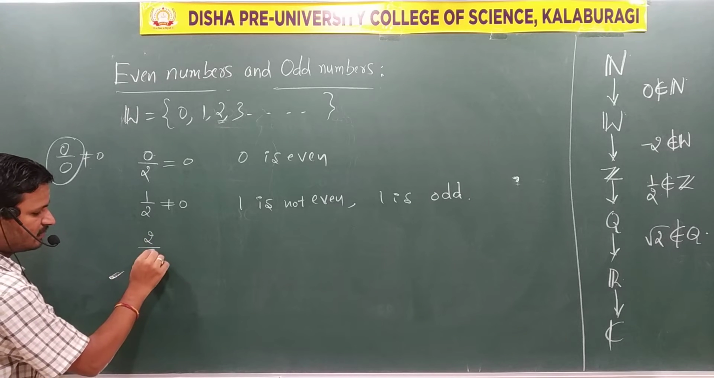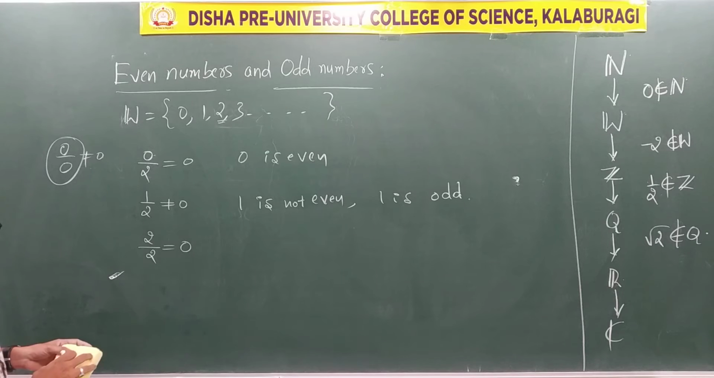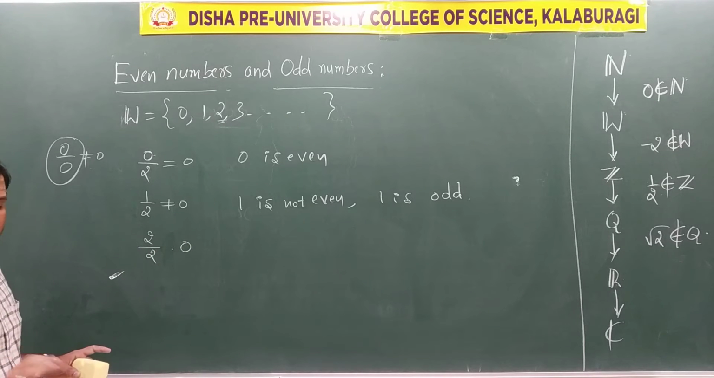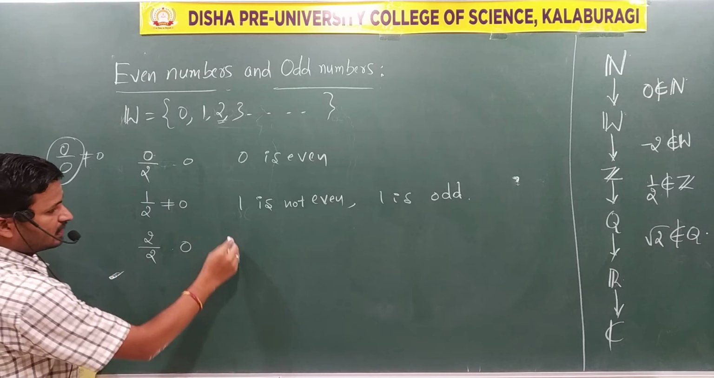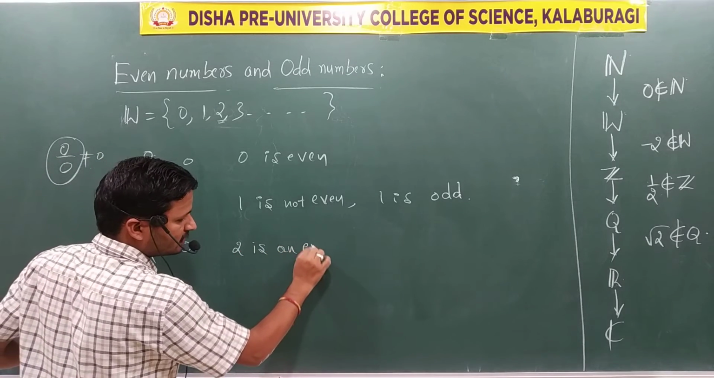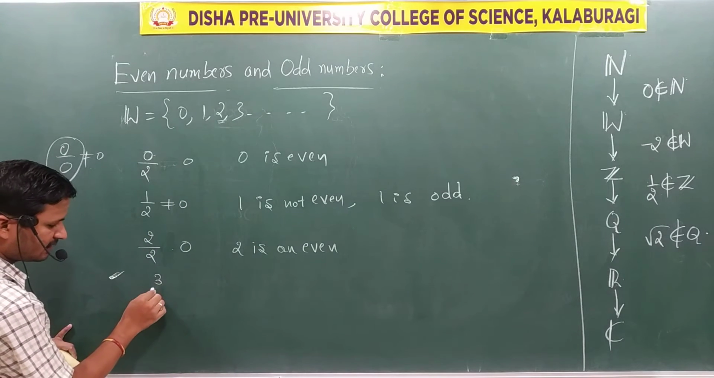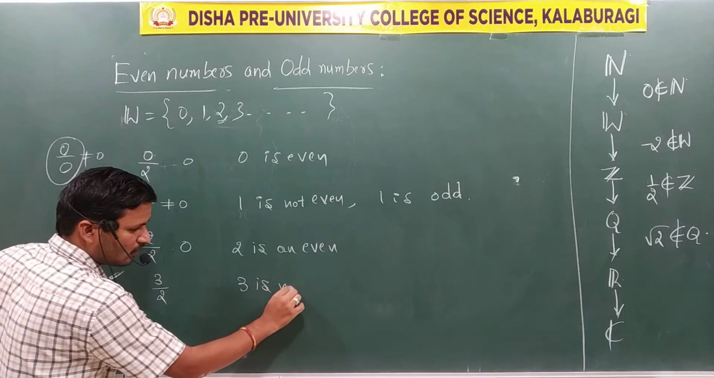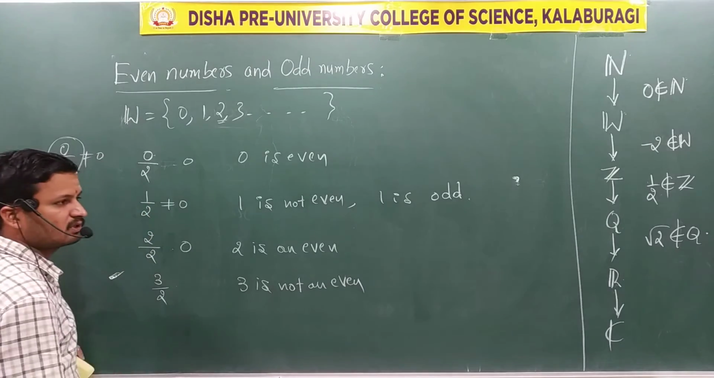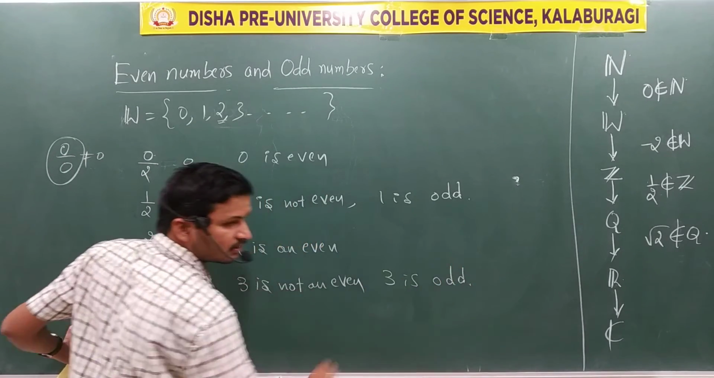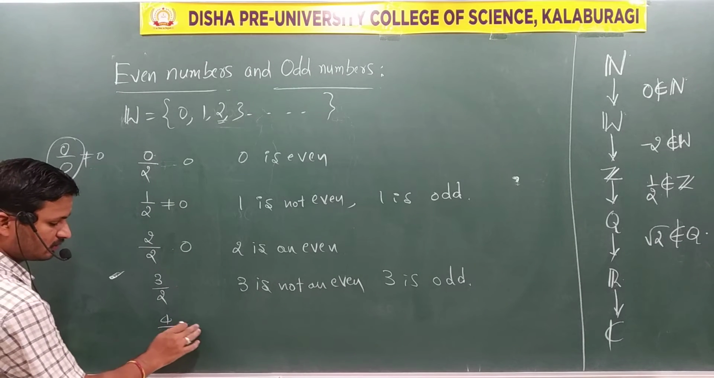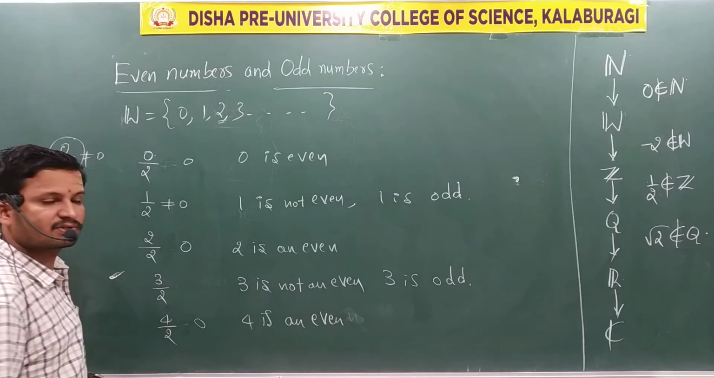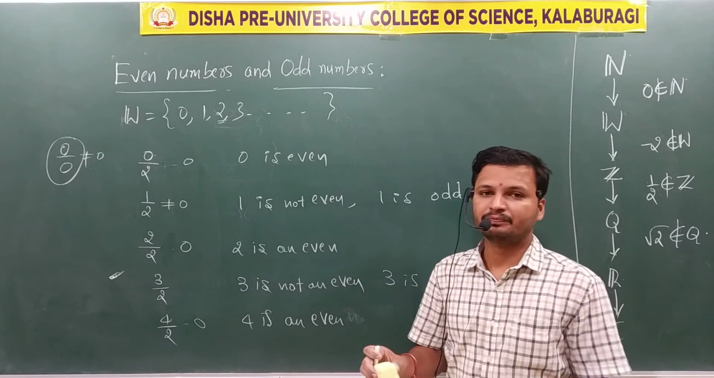Next, 2. Is 2 divisible by 2? Obviously, the remainder is 0. So 2 is an even number, not an odd number. Next, 3. Is 3 divisible by 2? No, the remainder is not equal to 0, so 3 is not an even number. If it is not an even number, 3 is odd. Next, 4: obviously 4 is divisible by 2, the remainder is 0, so 4 is an even number. Next, 5 is not divisible by 2, so 5 is an odd number.